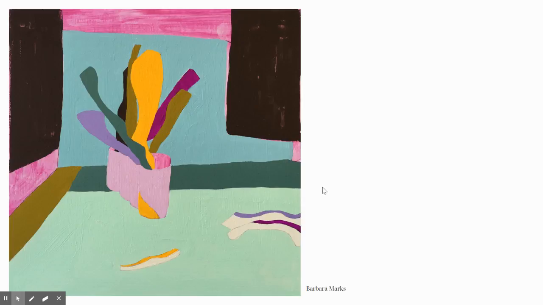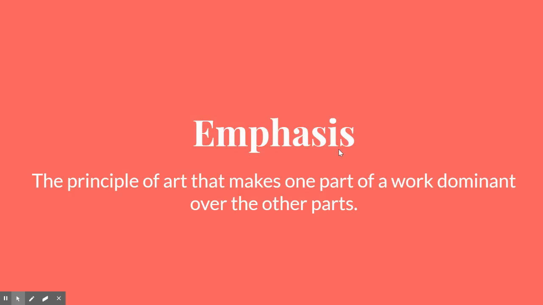And here's a painting by Barbara Marx. You can see we have a variety of color and lots of different shapes happening here. We have some rectangles, some cylinders. So the next word we're going to go over is emphasis.